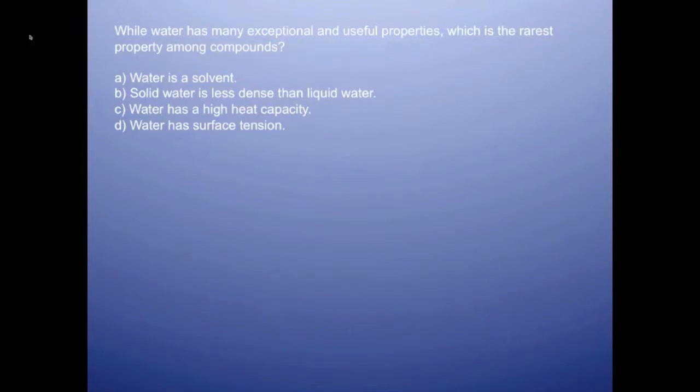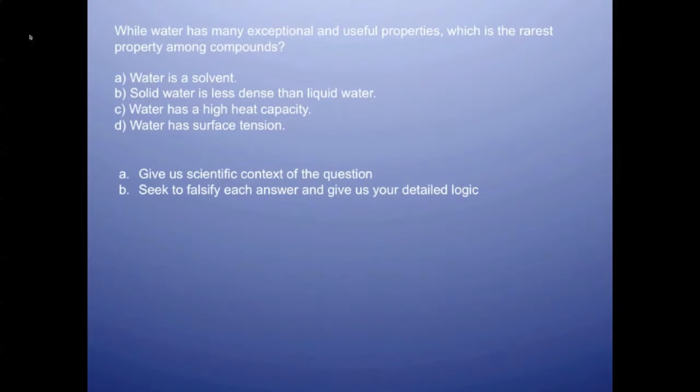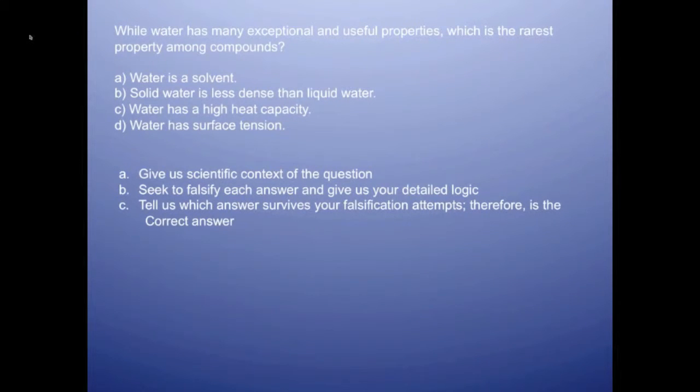You will be given multiple choice questions that students have had a difficult time with on past exams. What we're going to ask you to do is basically to create an essay around this question, where we want you to give us the scientific context of the question, tell us what this question is asking about, in other words, expand the area a bit. We want you to seek to falsify each answer and give us your detailed logic as to why each answer is incorrect. Then tell us which answer survives your falsification attempts. Therefore, that's what you're choosing as the correct answer.